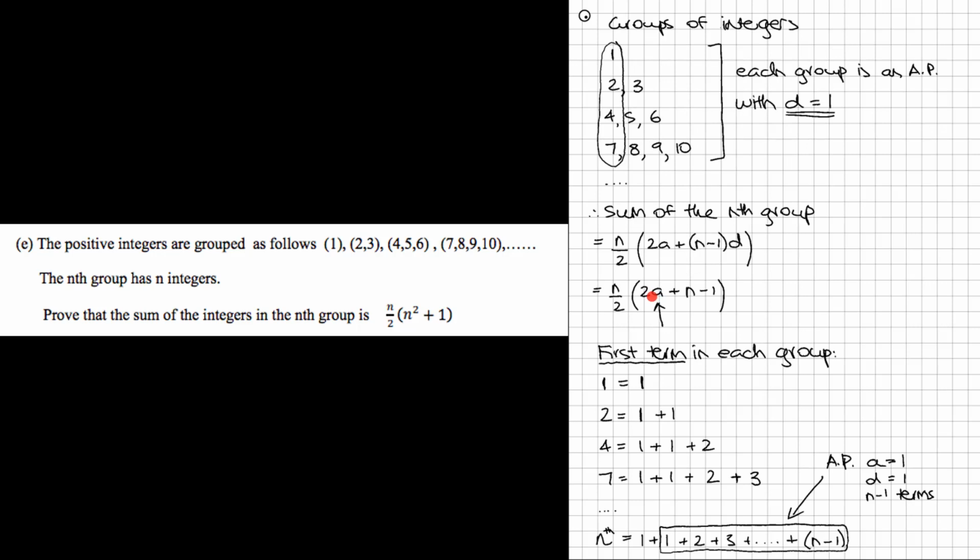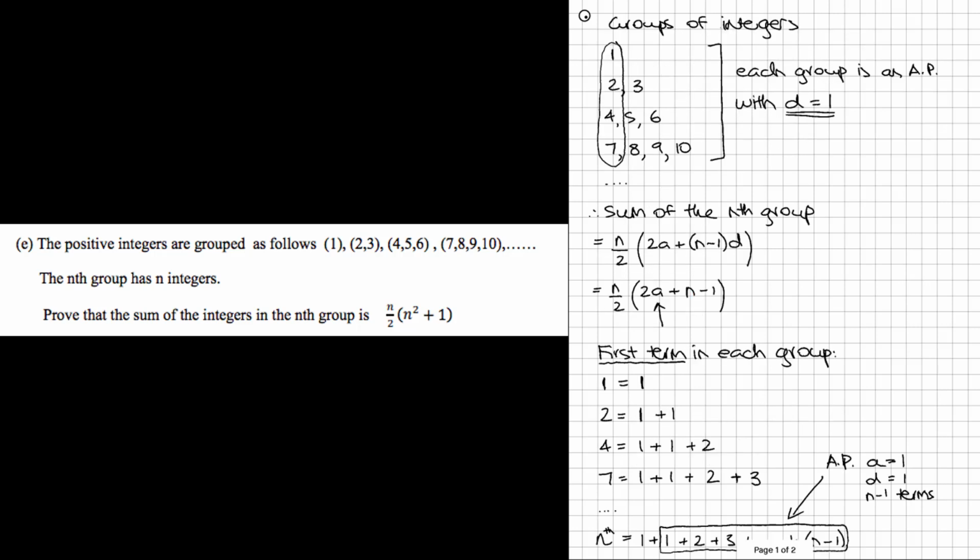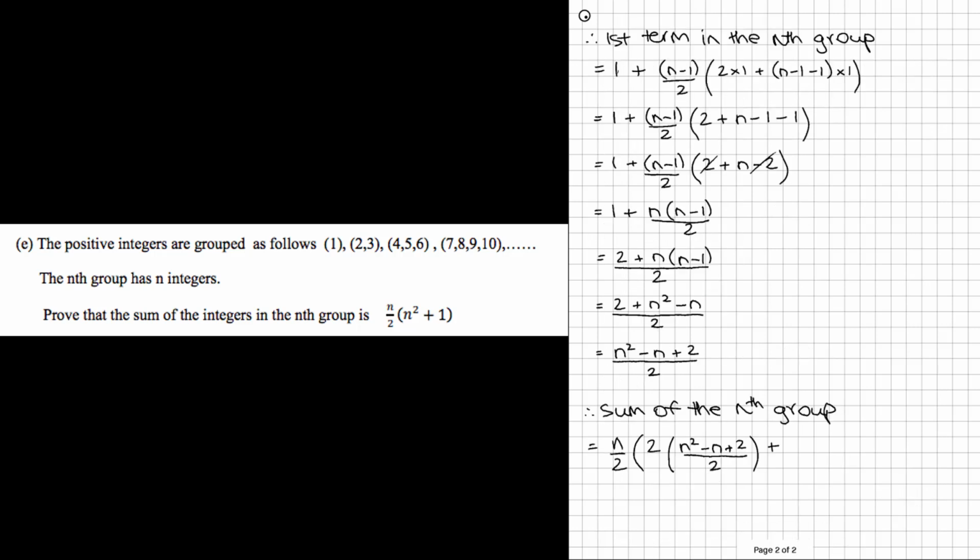So now we need to substitute that back in as a to then get the sum of the nth group, which is what this question wanted us to focus on. So if we come back to the next page, we can say, therefore, the sum of the nth group is equal to n on 2 times a, which is what we've just worked out here, which is n squared minus n plus 2 on 2. And if I just double check, plus n minus 1. So plus n minus 1.